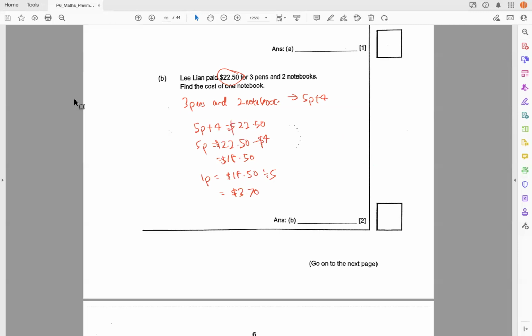Okay? Now, find the cost of one notebook. We know the cost of one notebook is P plus $2, right? That is at the beginning of the question. So P is $3.70 plus $2. You get $5.70.